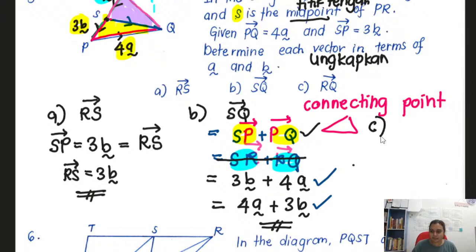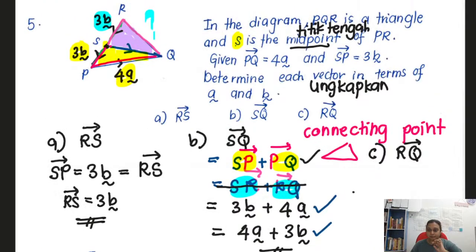C, sekarang kita buat C pula. We're going to do C. We're going to find RQ. Okay, now, teacher want you all cuba RQ, guna method connecting point.